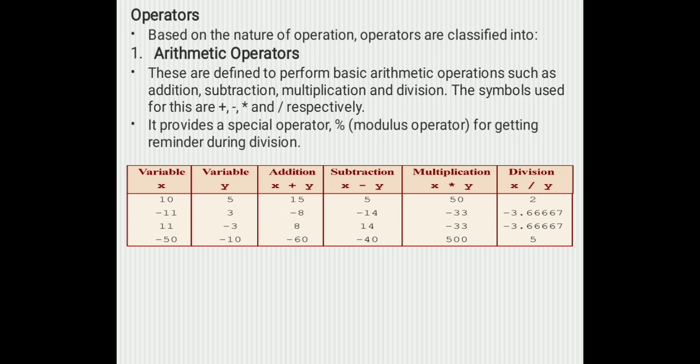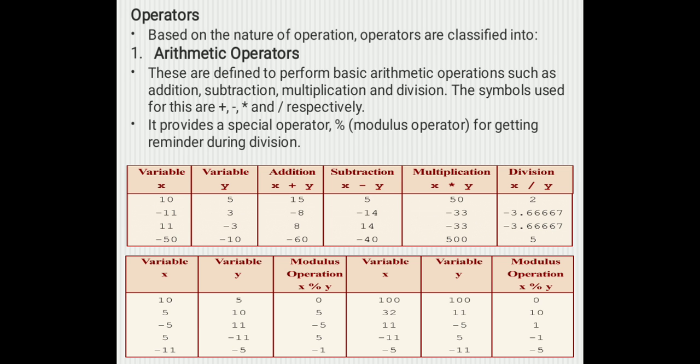Next is the modulus operator, with the percentage symbol. It is used for getting the remainder during division. For example, what is 10 by 5? The remainder is 0, so 10 mod 5 equals 0. 5 by 10 is not possible, so the remainder is again 5. Like that, minus 5, 11, 5 minus 11, minus 11 minus 5, and 100 by 100, the remainder is 0. The modulus operator is used for getting the remainder during division.